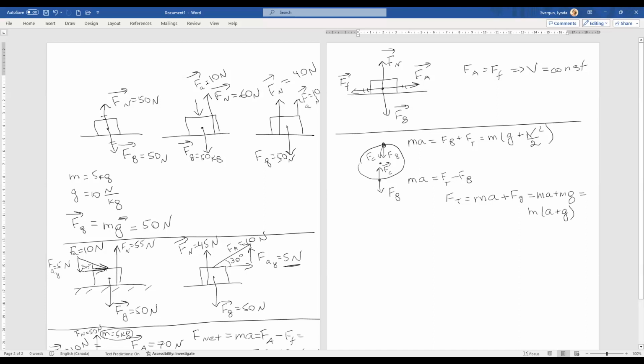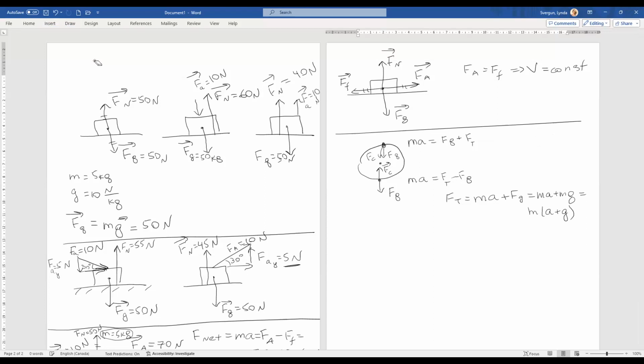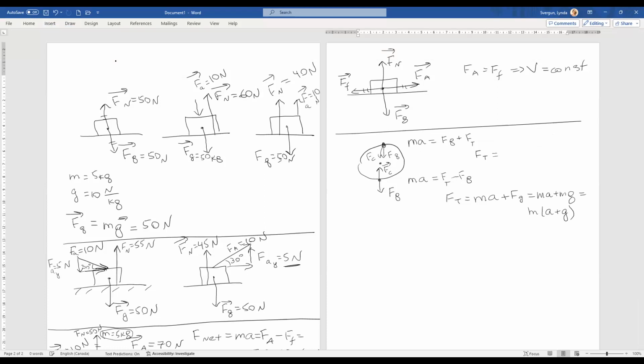Okay, so if you want to find force of tension, let's rearrange it. Let's find force of tension. Okay, so move force of gravity to the other side. So ma minus force of gravity. Okay, force of gravity is mg. You factor m outside. So a minus g. Okay, so tension is smaller because you subtract. And on the bottom, tension is bigger. So you add a plus g.